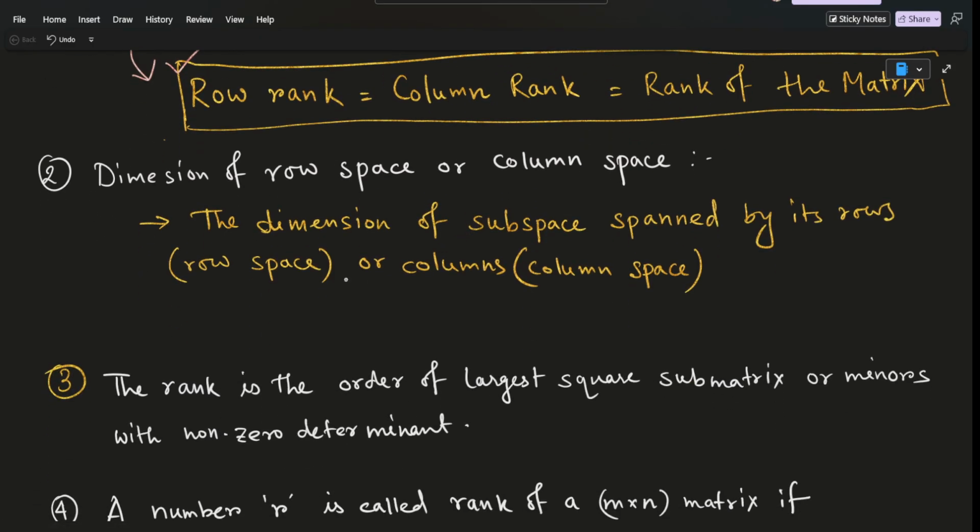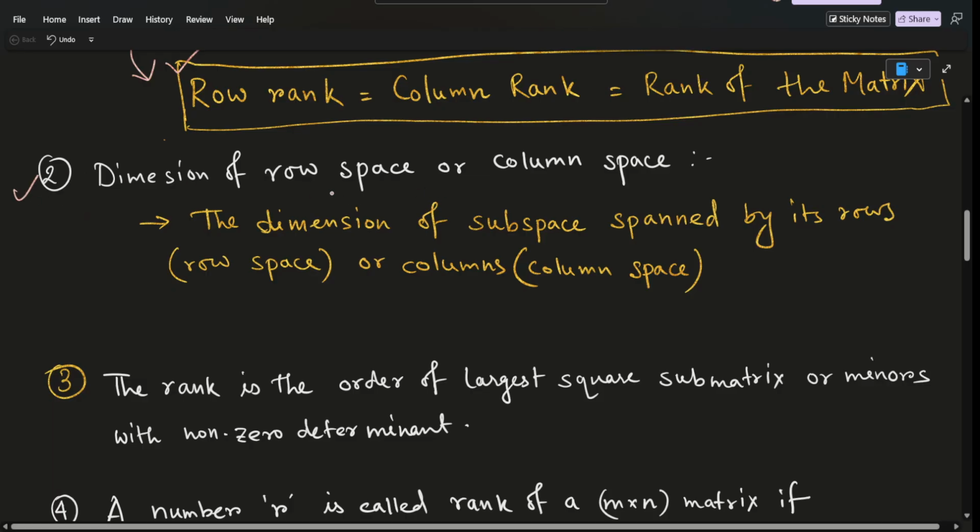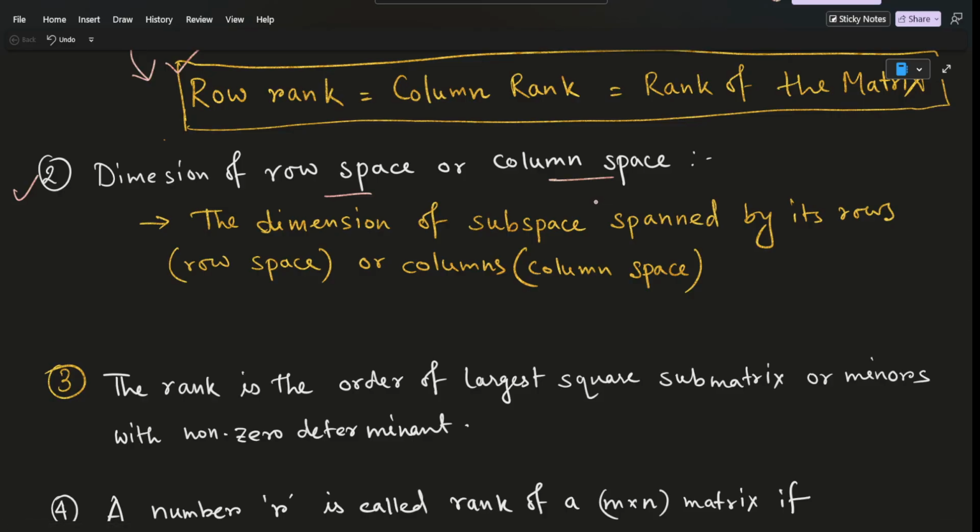One by one we will discuss all the definitions, and justify the definition of the rank of a matrix. Number two is dimension of row space and column space. For those who are beginners, I think they don't understand what is row space and what is column space and what is their dimension. So those who are very beginners, you can skip this. And those who already know what row space and column space are, they know that the dimension of the subspace spanned by its rows, that is the row space, or columns, that is the column space, is called the rank of a matrix.